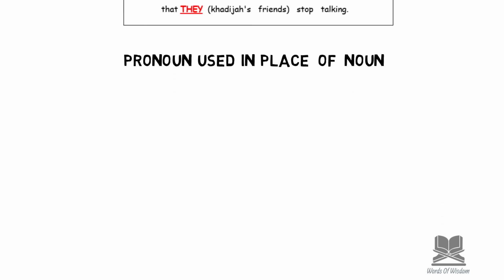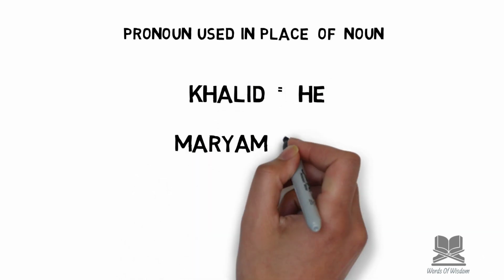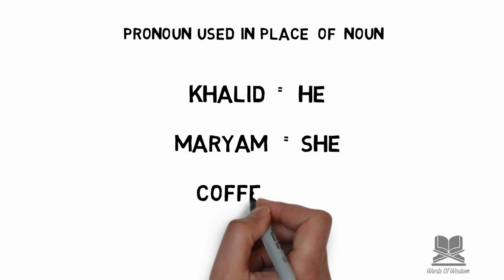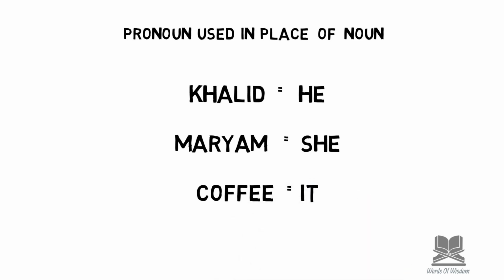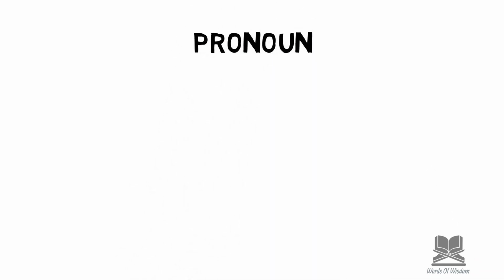So in English we use pronouns. For example, Khalid would become he, Maryam would become she, or coffee would become it. So if we've spoken about it once, we wouldn't necessarily have to repeat it over and over again. Rather, we could just refer to it by the word it. In the same way, if you wish not to repeat the name of someone or something in Arabic, you use what you call a pronoun in its place, which is known as dhamir or plural ضمائر.